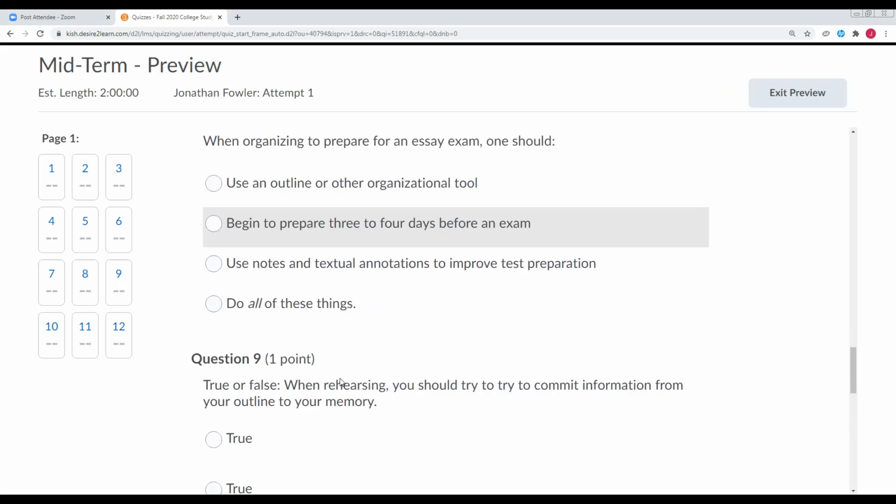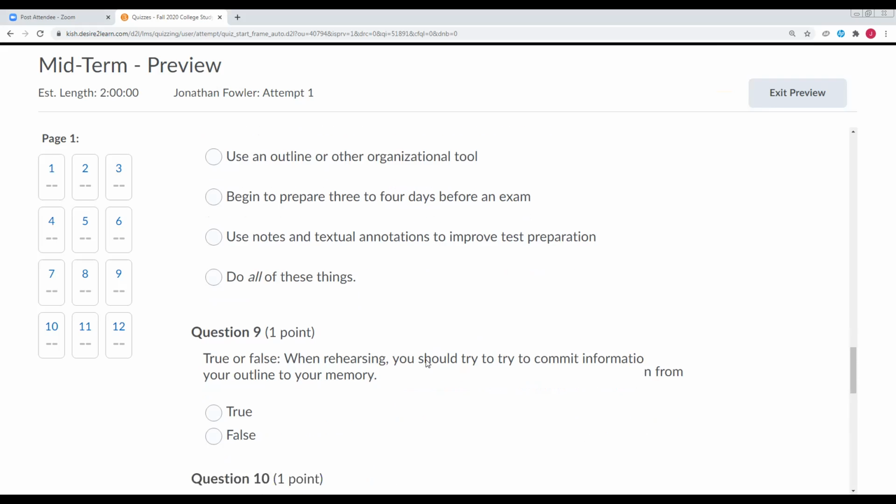Question 8, when organizing to prepare for an essay exam, you should do which of the following? Should you use an outline or other organizational tool? Should you begin preparing 3 to 4 days before the exam? Use notes and textual annotations to improve your test prep? Or should you do all of those things?